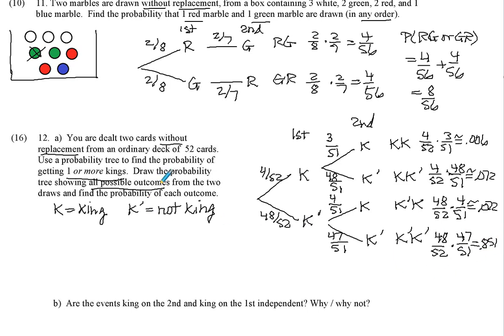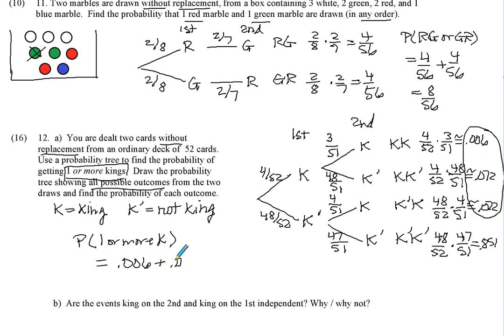And then we want to know what is the probability of 1 or more kings here. So the probability of 1 or more kings. Well, here we've got 2 kings, so we're going to include that probability. Each of these cases we've got 1 king, so we're going to include those probabilities. Here we didn't get any kings, so we don't include that. So we're going to add these 3 probabilities here. So this is going to be 0.006 plus 0.072 plus 0.072.